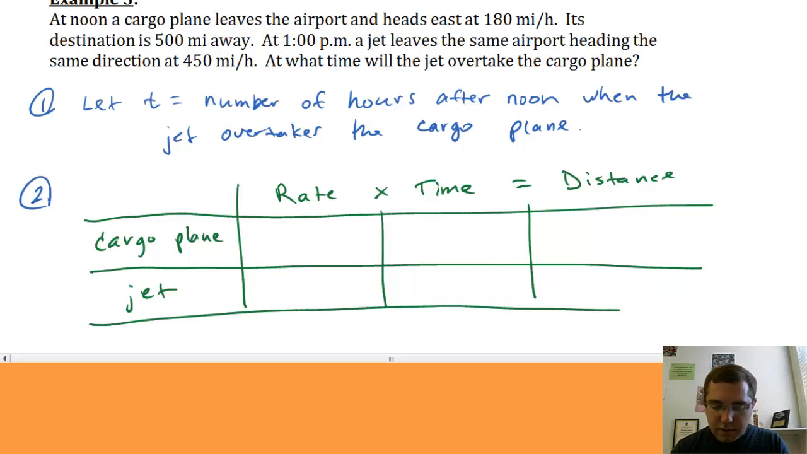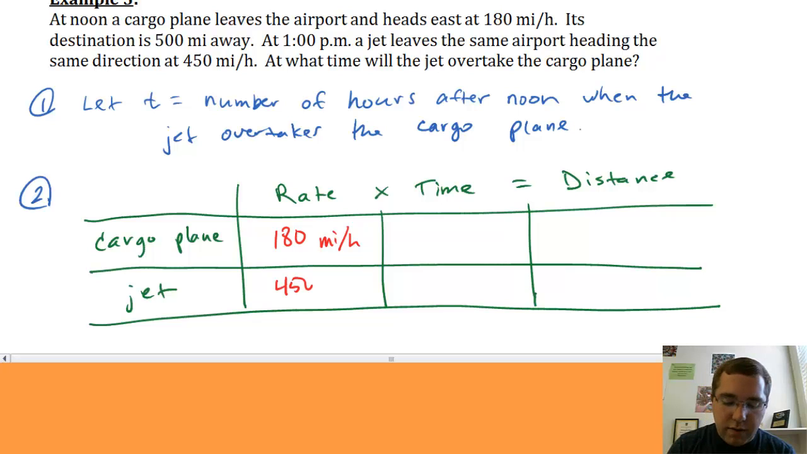So, what do we know? Let's fill it in the chart. We know the cargo plane travels at what rate? 180 miles per hour. The jet travels at what rate? 450 miles per hour.